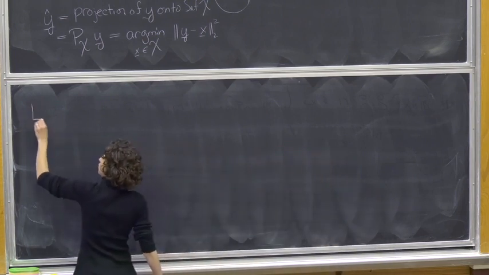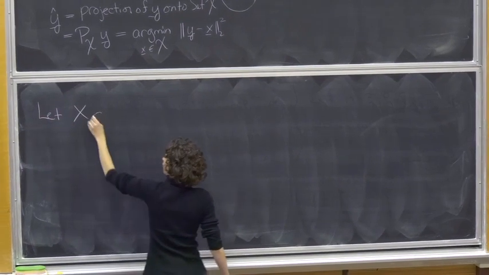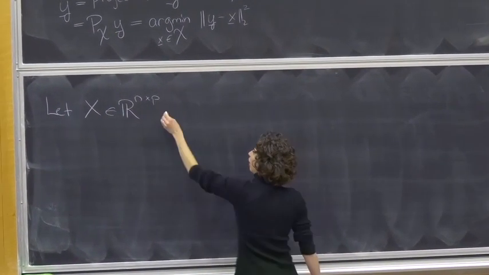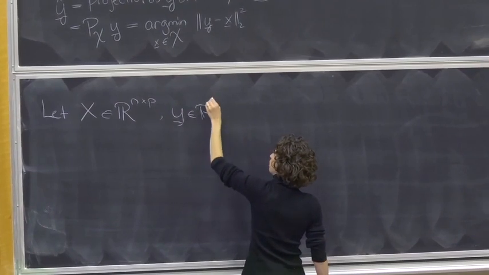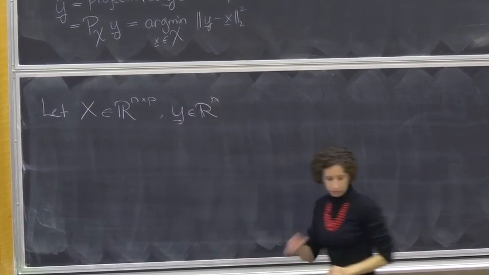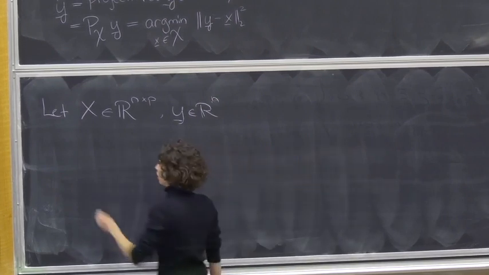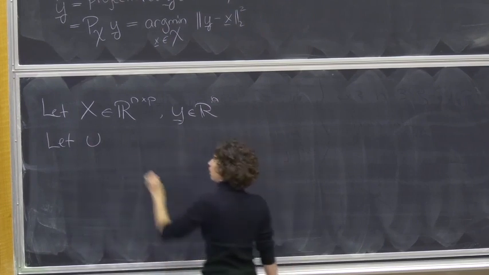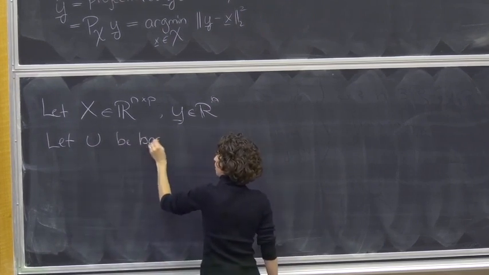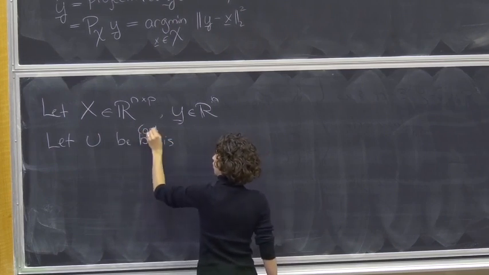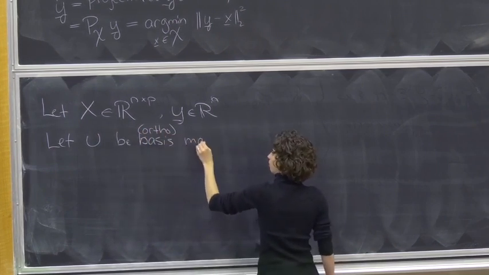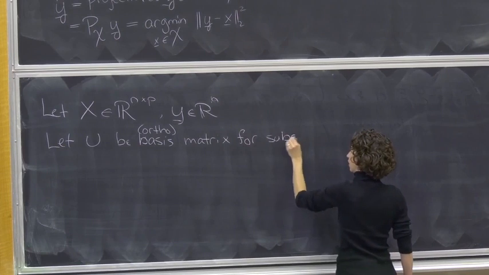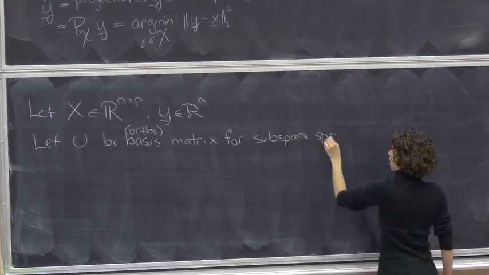So imagine that we're in this same setup. We've got this matrix X of features. We've got n samples and p features. And we also have this vector of labels y. And then imagine that I've got a basis matrix U. So it's a basis or orthobasis matrix for the subspace spanned by the columns of X.